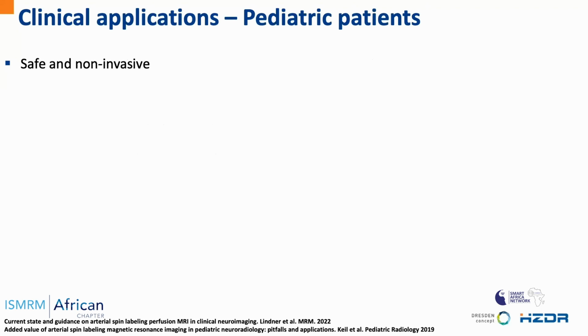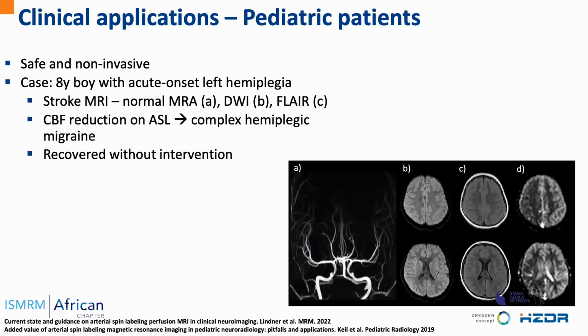My last example is application of ASL in pediatric patients. ASL is well suited for pediatric imaging as it's safe and non-invasive, especially compared to perfusion imaging using gadolinium. In this example, there was an 8-year-old boy with acute onset left hemiplegia. The classical stroke MRI with MRA, diffusion-weighted imaging and FLAIR all proved to be negative, but on ASL we saw a reduction of CBF in the entire hemisphere, and the patient with the complex hemiplegic migraine recovered without intervention.